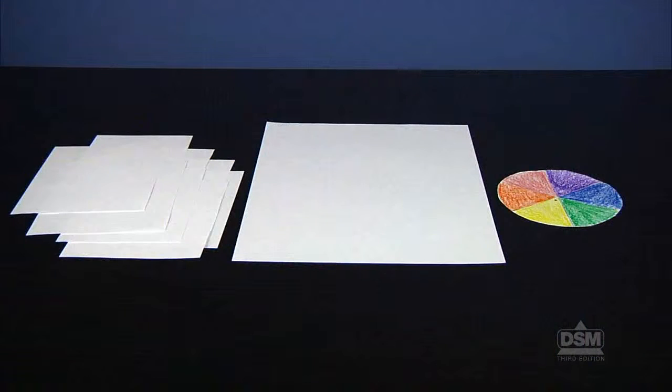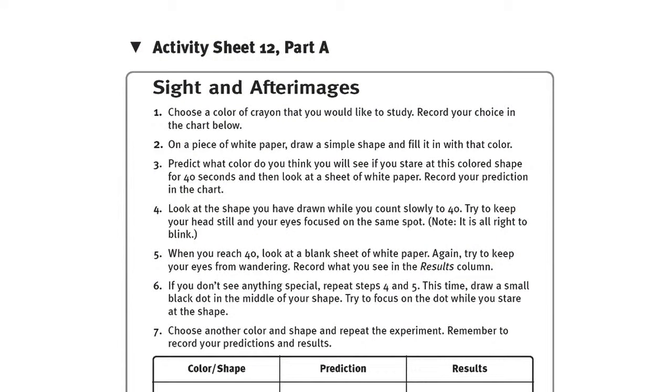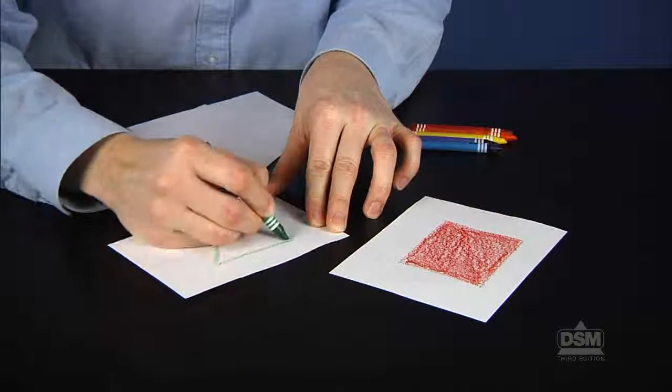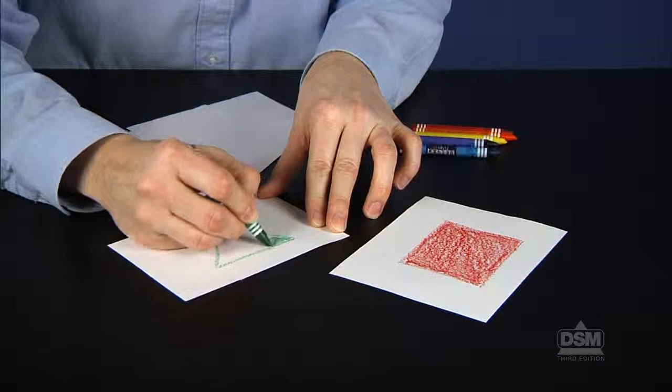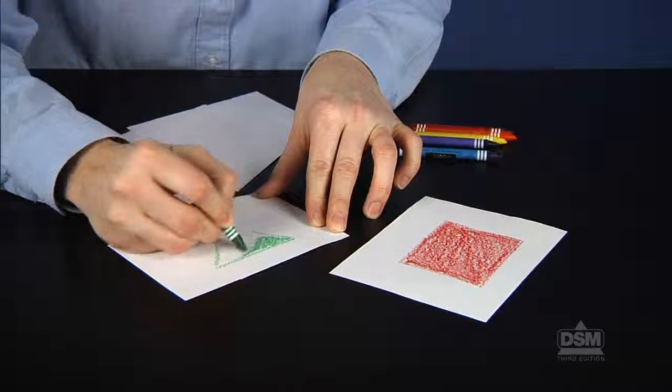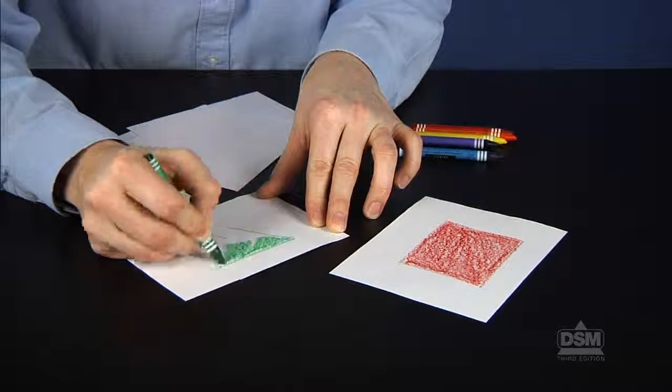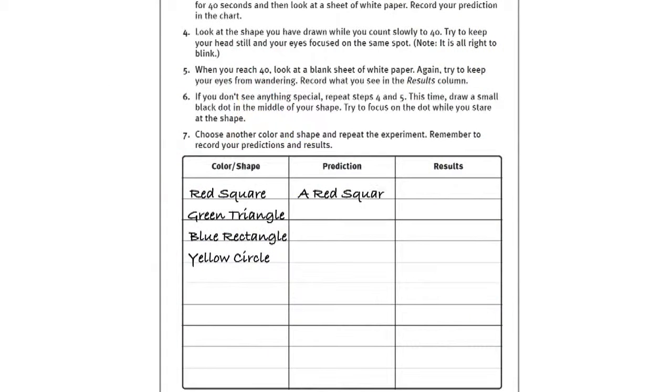Divide the class into teams of 2 and distribute the materials. Give a copy of Activity Sheet 12, Part A to each student. Review the instructions on Part A of the activity sheet. Tell them to draw solid shapes of different colors, for example, a red square or a green triangle, on the small pieces of white paper. After the students have finished coloring the shapes, have them record their predictions on their activity sheets.